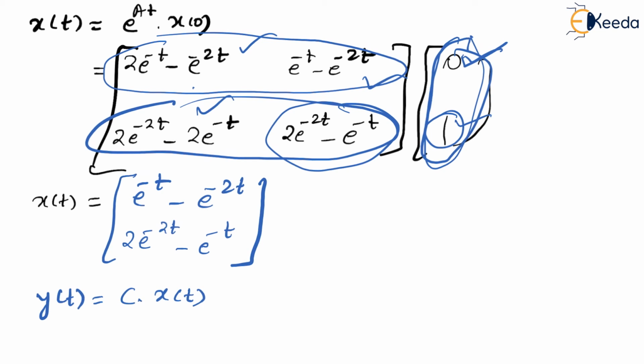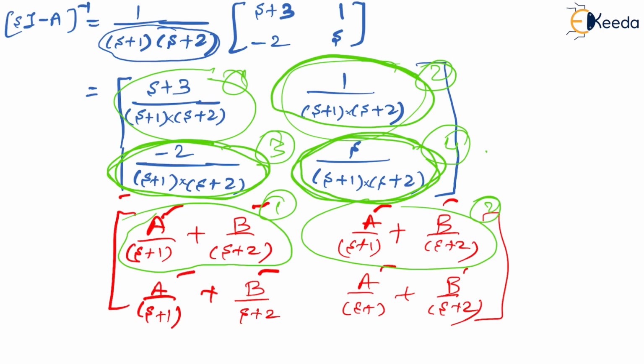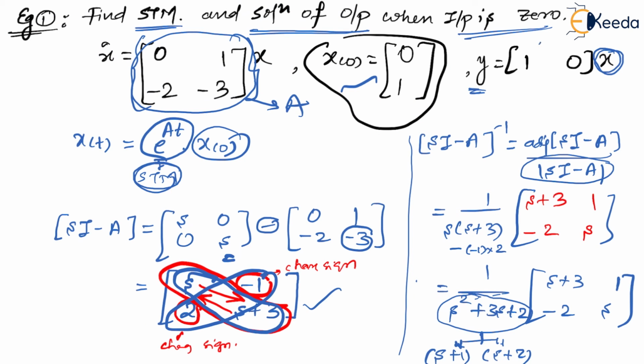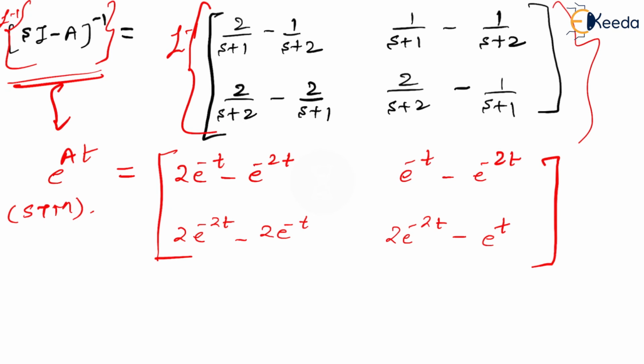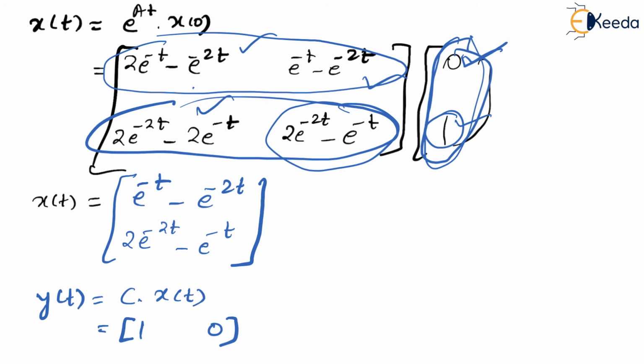We know that y is cx plus du, but u is equal to 0. So there is no implication of that matrix, right? So c into x of t. Is c given? Yes, c is given. What is c? 1 0. If you see here, c matrix is given, which is 1 0. So this particular c multiplied by this x, what is this x? This is the x: e to the power minus t minus e to the power minus 2t upon 2 times e to the power minus 2t minus e to the power minus t.